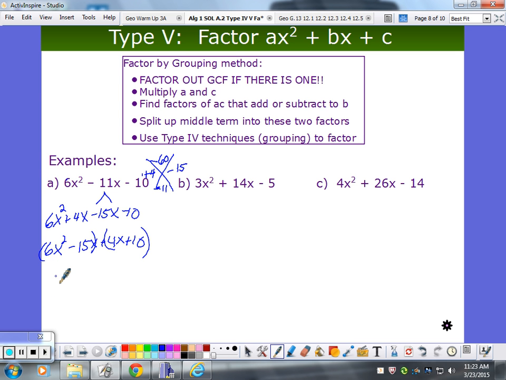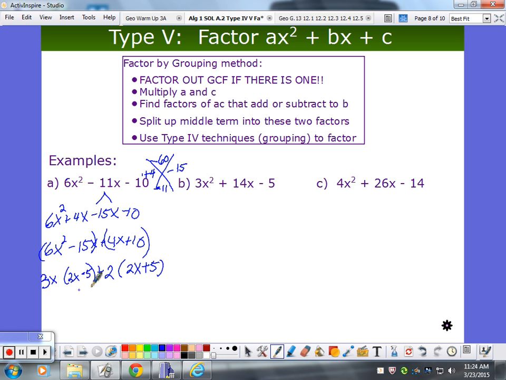6x squared minus 15x. Oh, greatest common factor. 6 and 15. 3. X squared and x. 3x. Alrighty, so divide 3x times what is 6x squared? And 3x times what is negative 15x? Minus 5, right? So that is a 2x minus 5. Common factor here, 2. Factor out 2.